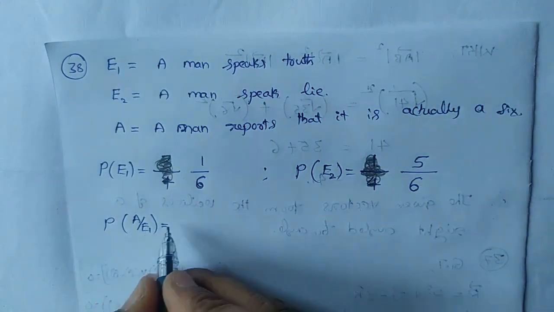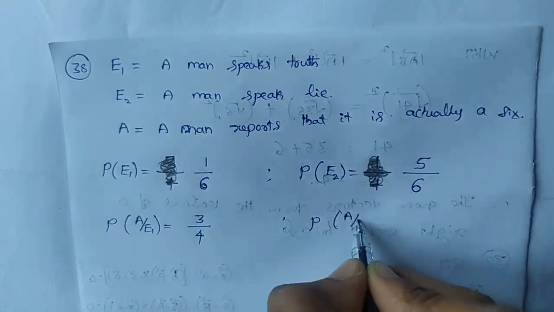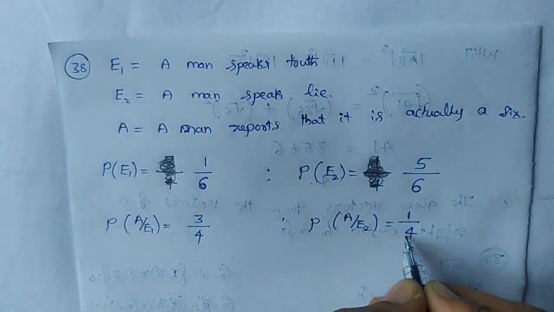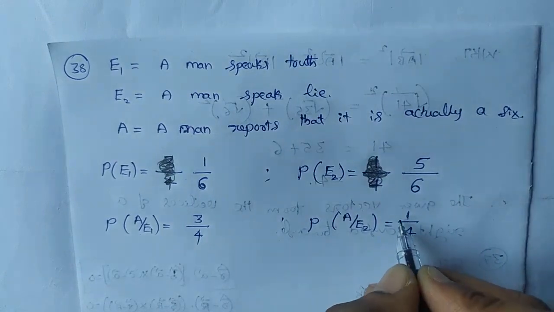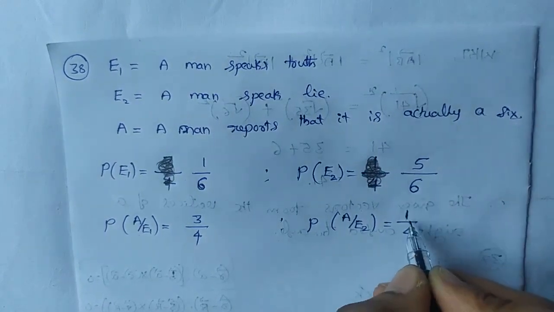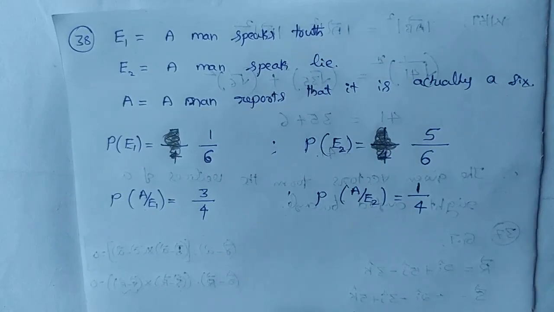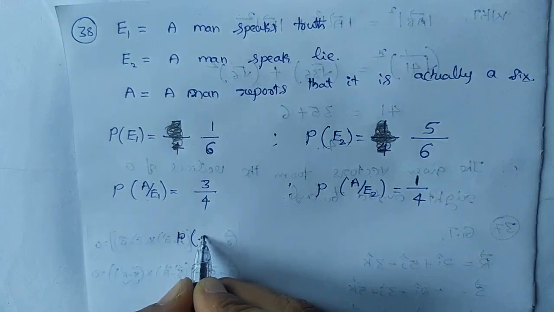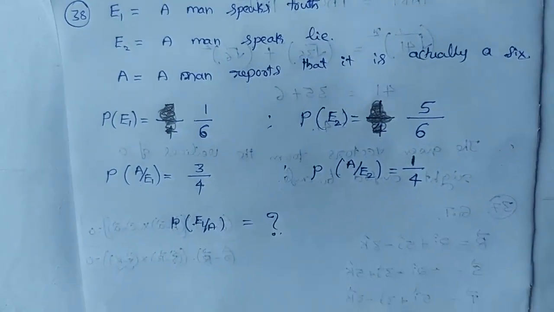Next, probability of A by E1, he is given as 3 out of 4 times. Probability of A by E2 is 1 by 4. If he speaks 4 times, in those 4 one thing will be a lie. Now we need to find the probability of the event E1 by A, equals question mark. This thing we need to find.